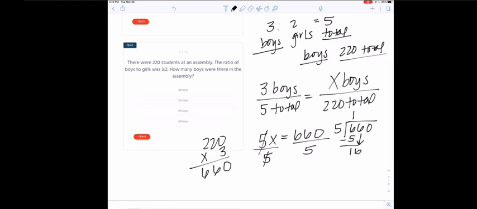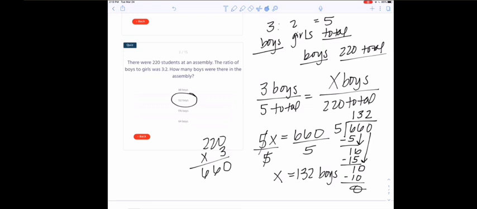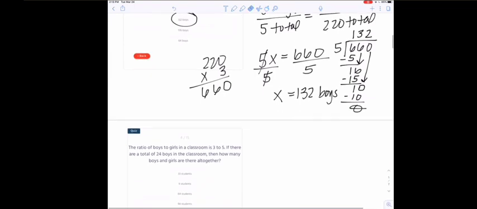5 goes into 6 one time, 6 minus 5 is 1. 5 goes into 16 3 times. 5 times 3 is 15. 16 minus 15 is 1. Bring down the 0. 5 goes into 10 2 times. 5 times 2 is 10. 10 minus 10 is 0. x equals 132 boys. Okay, there we go. Once again, we use boys, girls, total in our ratio to be able to put this into our equation later on, okay?